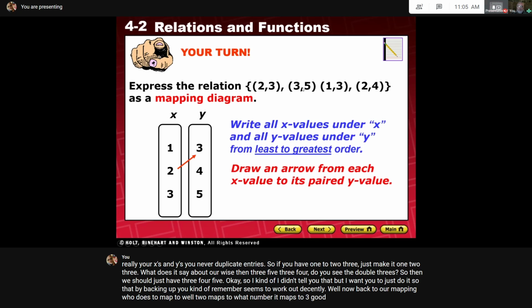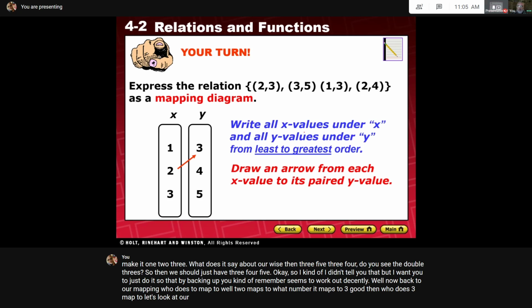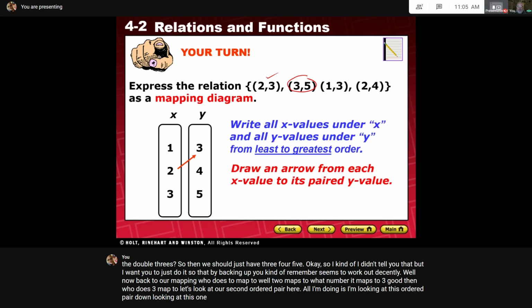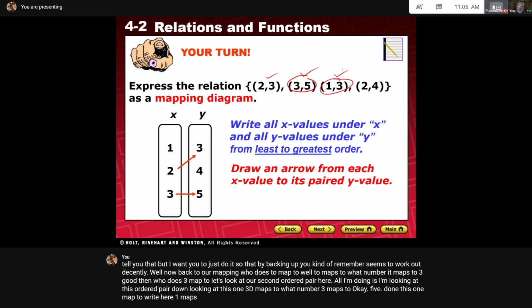Then who does 3 map to? Let's look at our second ordered pair here. All I'm doing is I'm looking at this ordered pair, and I'm looking at this one. 3 maps to what number? 3 maps to 5. Okay, that's done. Who does 1 map to? Right here. 1 maps to what number? 1 maps to 3. Okay.